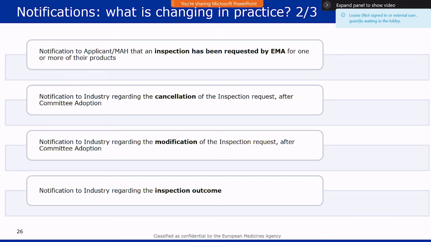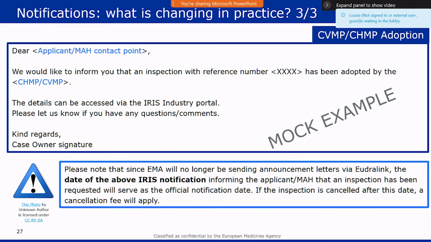Last but not least, we will notify you at the end of the process when the inspection report has been finalized and validated, and you will be able to see the inspection outcome in the industry portal. So just to give you a flavor, a mock example of how an application would look like, this is just a generic text.